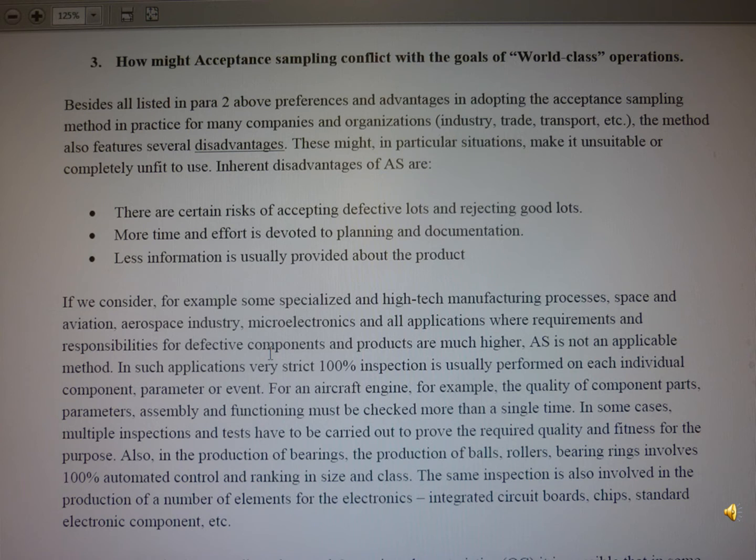So when we are dealing with very sensitive and serious industries, for example airline, space, aircraft engine, in this case we don't use acceptance sampling. Very strict 100% inspection is usually performed on each individual component parameter. Even the sampling testing has to be done more than once. So multiple checking needs to be done for very serious equipment.